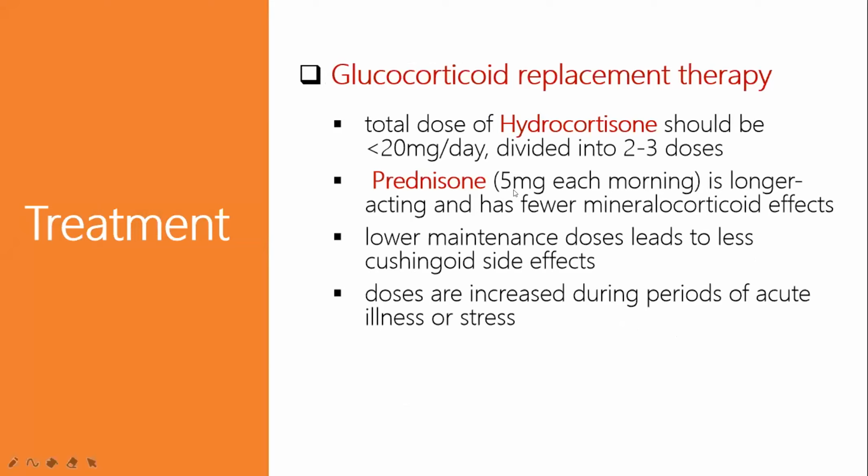We can also give prednisone 5 milligrams each morning, which is longer acting and has fewer mineralocorticoid effects compared to hydrocortisone. Lower maintenance doses lead to fewer Cushingoid side effects, and doses are increased during periods of acute illness or stress in order to compensate for the increased demand for cortisol.